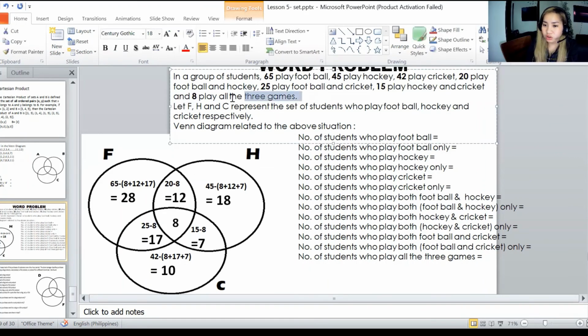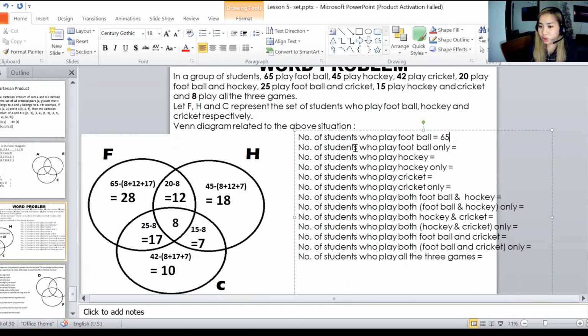Again, unahin nyo yung last na given, kung ano yung given na naglalaro yung mga estudyante ng 3 games, and then after that, pagsunod-sunurin nyo na i-compute. Ang hahanapin natin ngayon is ilan daw po yung estudyante na naglalaro ng football. Sabi natin kanina, 65 play football. So, ang answer natin dito is 65.